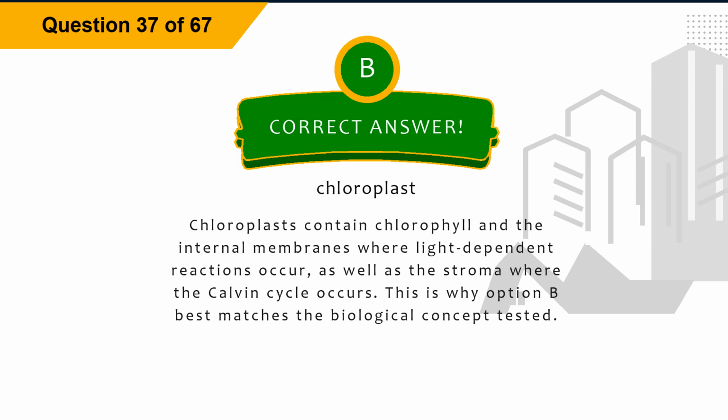Explanation. Chloroplasts contain chlorophyll and the internal membranes where light-dependent reactions occur, as well as the stroma where the Calvin cycle occurs. This is why option B best matches the biological concept tested.